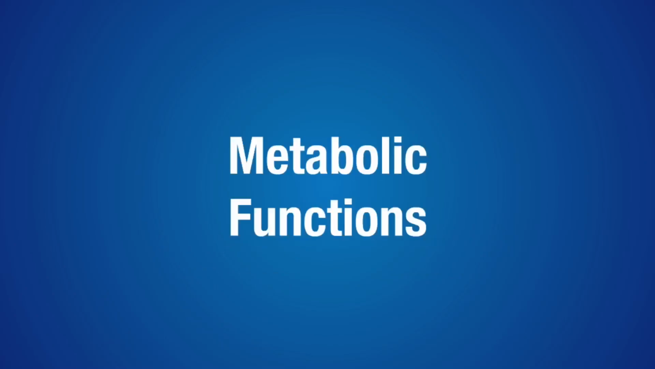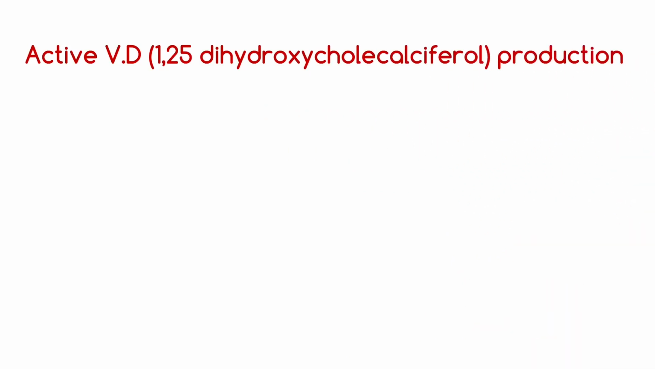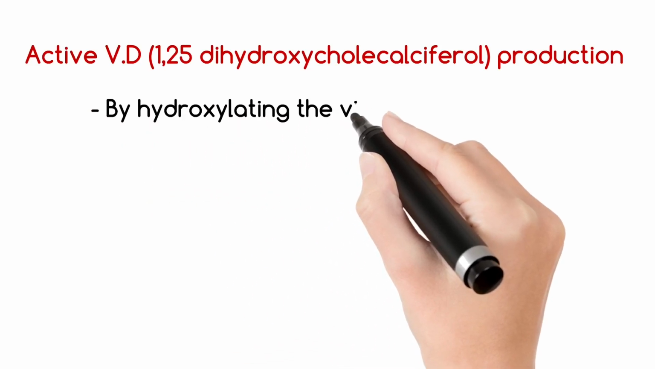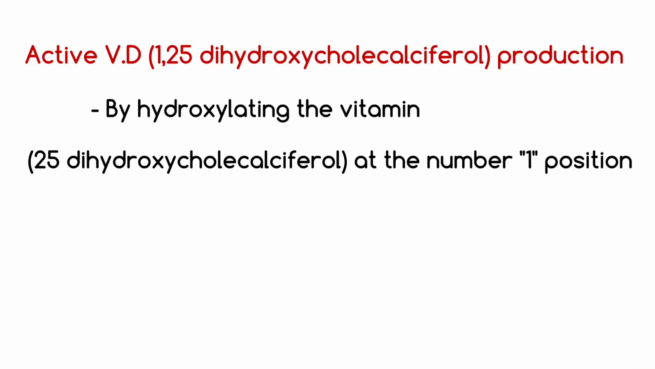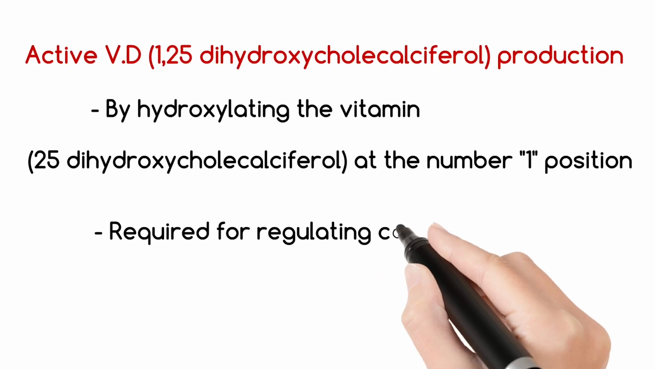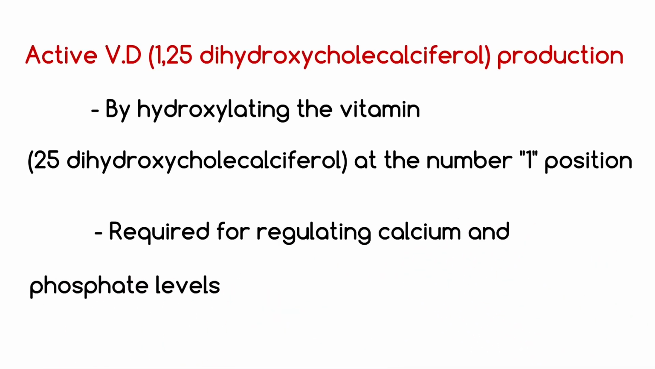And to end this video, I'll be talking about one of the very important metabolic functions of the kidneys, and that is the production of the active form of vitamin D, 1,25-dihydroxycholecalciferol, by hydroxylating the vitamin 25-dihydroxycholecalciferol at the number 1 position. Now this is required for regulating the calcium and phosphate levels in the body. To understand the vitamin D activation process in more detail, please watch the next video.